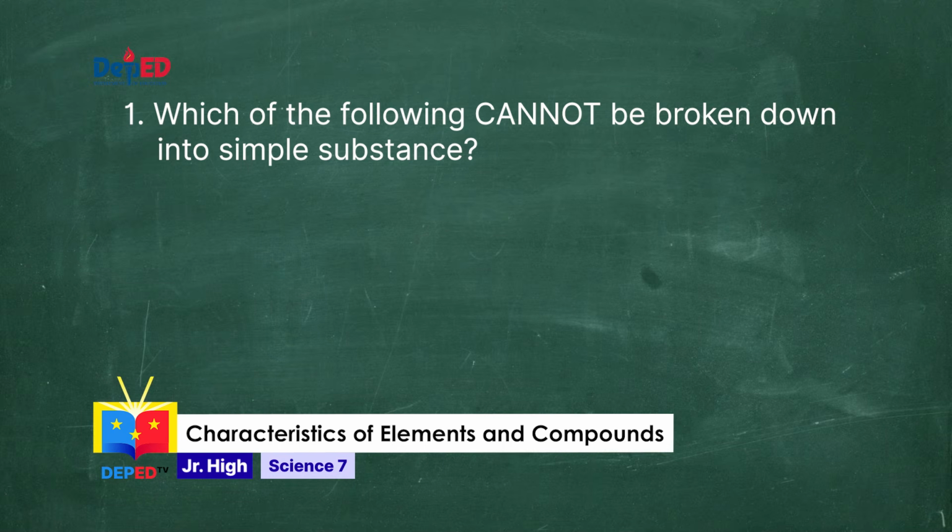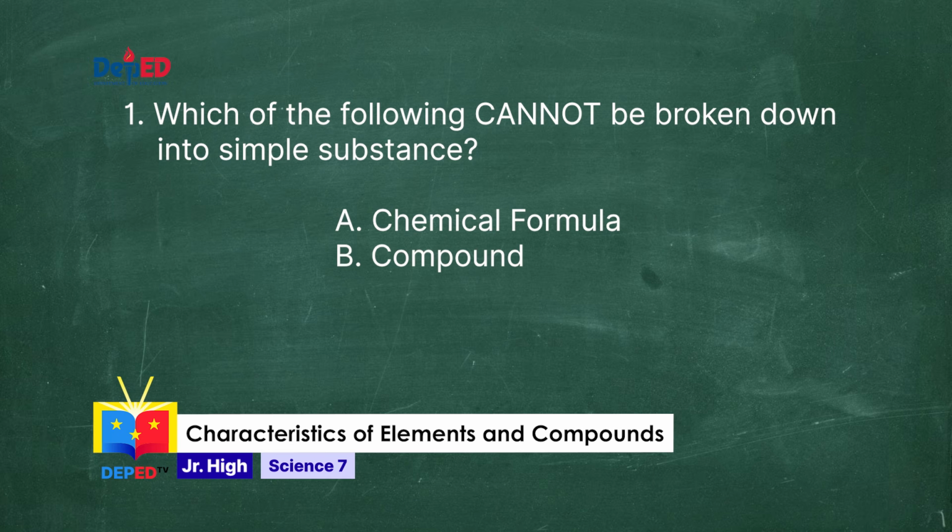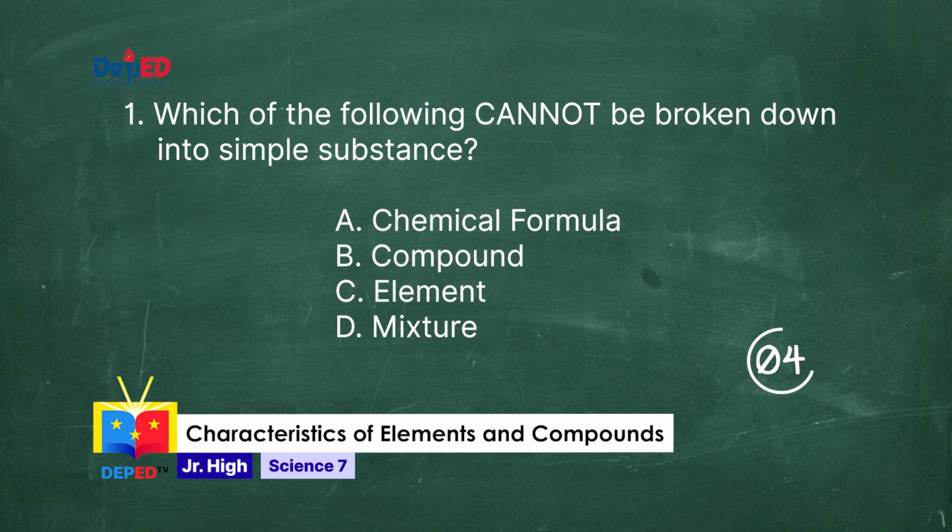Number 1. Which of the following cannot be broken down into simple substance? A. Chemical formula. B. Compound. C. Element. D. Mixture. Great job! The answer is letter C, element.